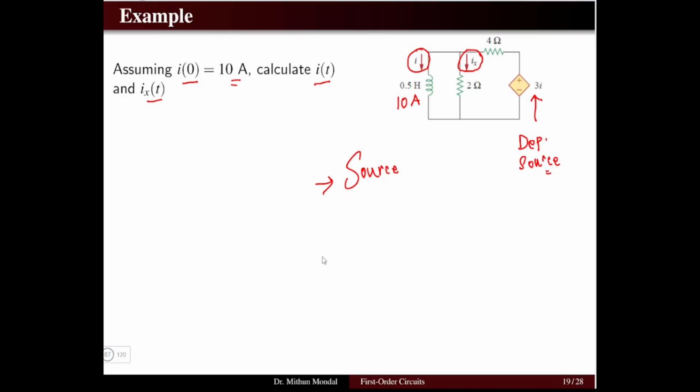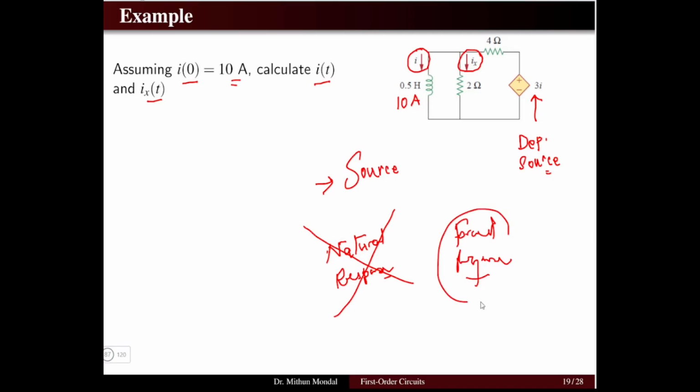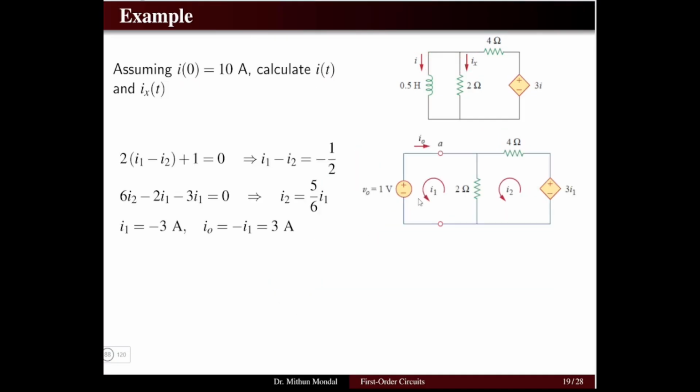It means that we have to obtain the natural response of the circuit. If the circuit has an independent source, then the problem will not be under the category of natural response, but the category will be forced response. We have not discussed forced response, and our problem in hand is free of any independent source. Only a dependent source is there in the circuit. It means the problem lies in the category of natural response.